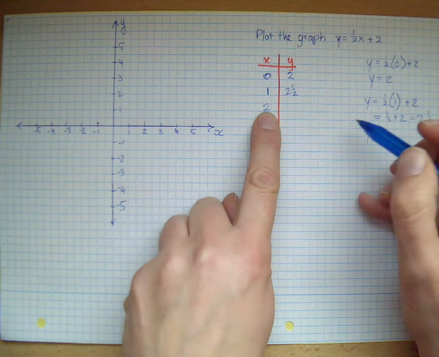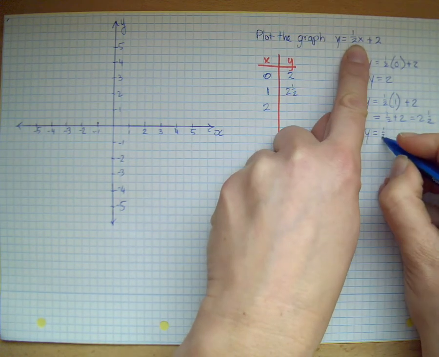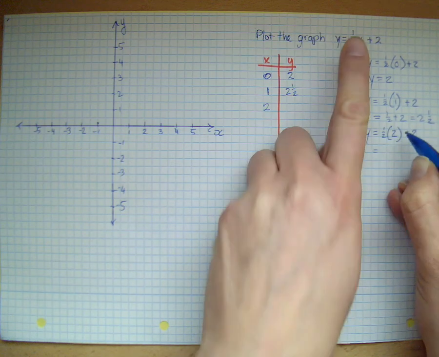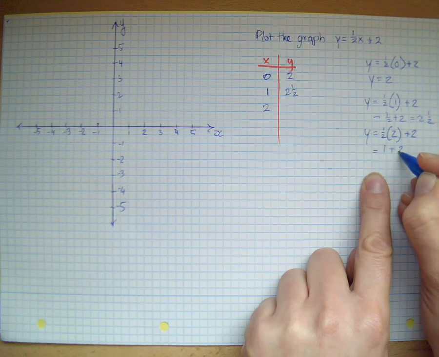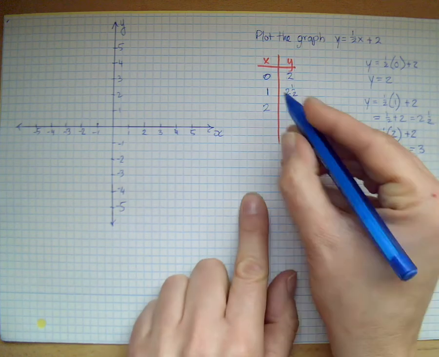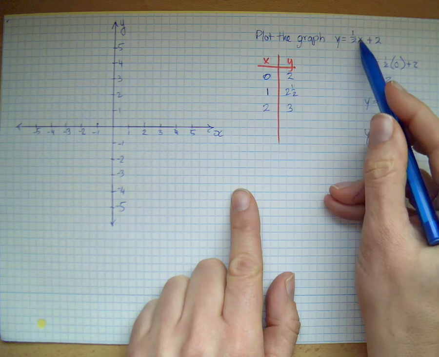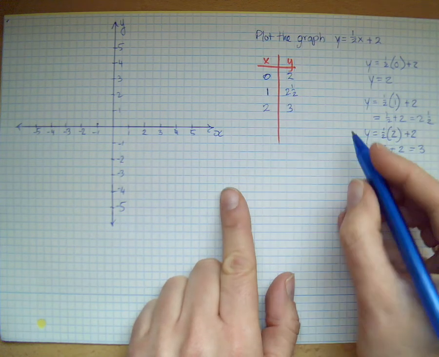If x is 2, plug in 2 for x. 1/2 of 2 plus 2. Y would then equal 1/2 times 2 is 1 plus 2, right? Equals 3. Y would equal 3 if x was 2. So see, we just plugged in numbers for x to find the corresponding y value. So now we have 3 coordinates.